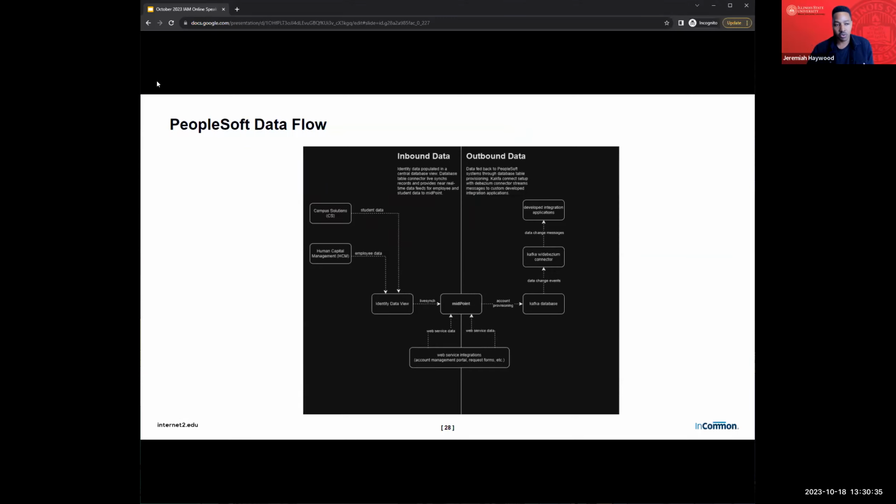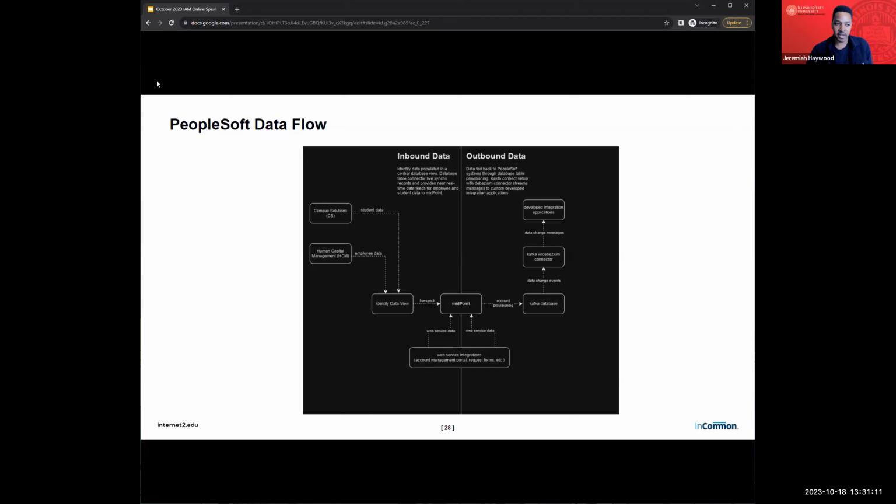So this brings us to one of the major features that we were able to deliver with the implementation of Midpoint, which was our PeopleSoft data flow. We have Campus Solutions and HCM here at ISU, which hold our source data for our student and employee data. All of that is being fed into an identity data view, where you have a centralized table with all these identity data elements that we want to be fed into our identity management system. And that's using Midpoint's live sync.